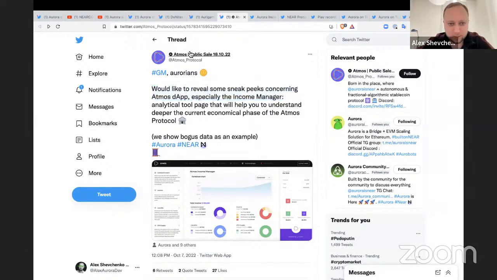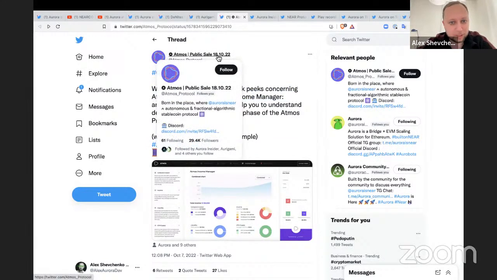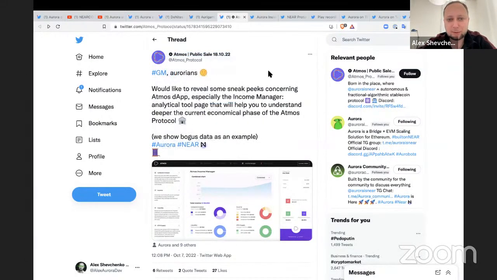Well, first of all, they're saying that there's going to be a public sale on 18th of October. Not official information, I just saw this. Not an advice to participate in anything, but the thing that they revealed is some sneak peeks of their income manager part of the website.